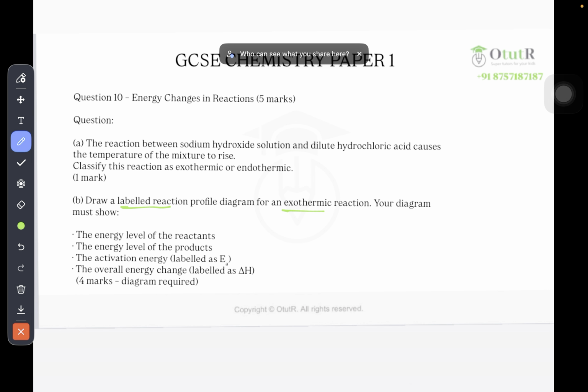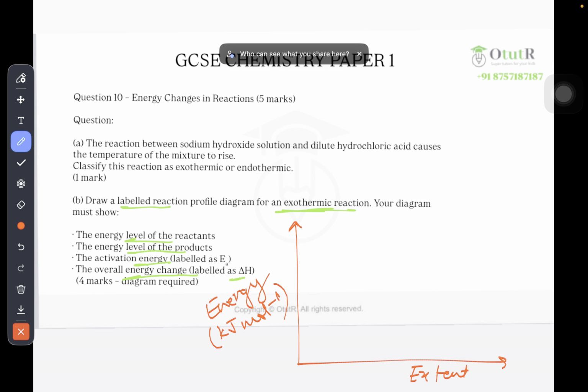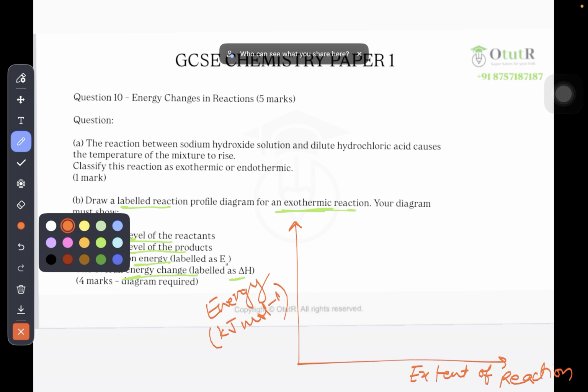Draw a labeled reaction profile diagram for an exothermic reaction. Your diagram must show energy level of reactants, energy level of products, activation energy, and overall energy change labeled as delta H. So I'll show you how to draw it. First we have y-axis. Over here on y-axis we have energy in kilojoules per mole. On the x-axis we have extent of reaction. Follow the steps and you will find it very easy.